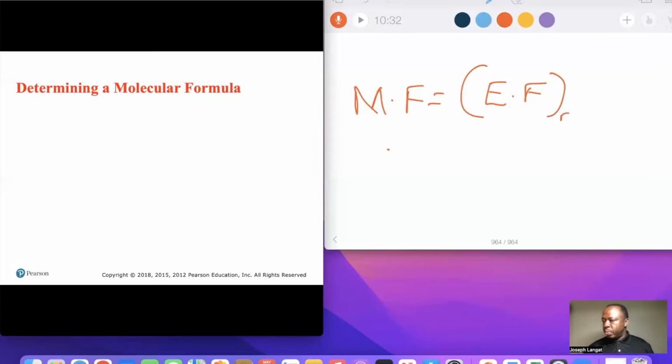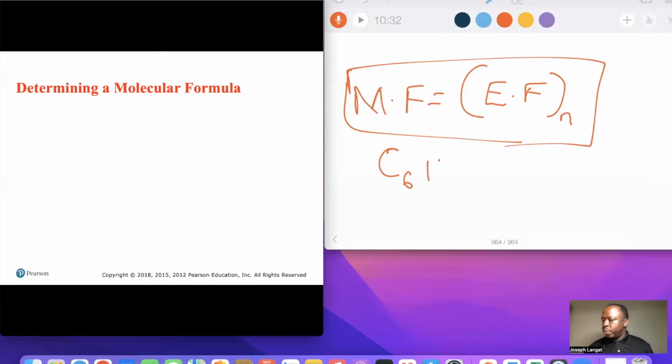Before we look at how to use this equation to find the molecular formula, we have a compound such as benzene, for example. Here is the molecular formula, and its empirical formula is CH. If you look at this, that means we have CH, and we are multiplying it by 6.